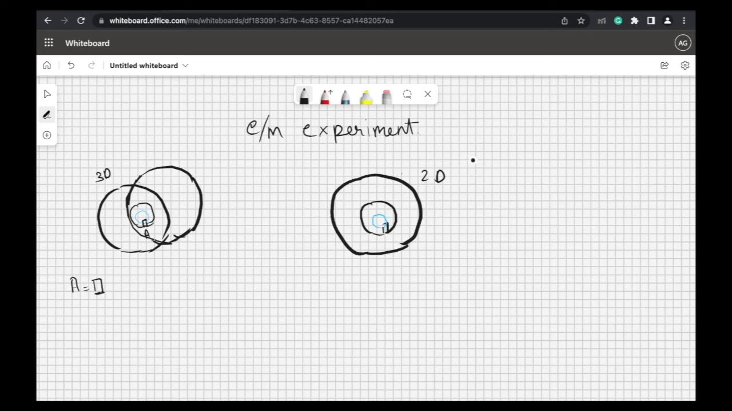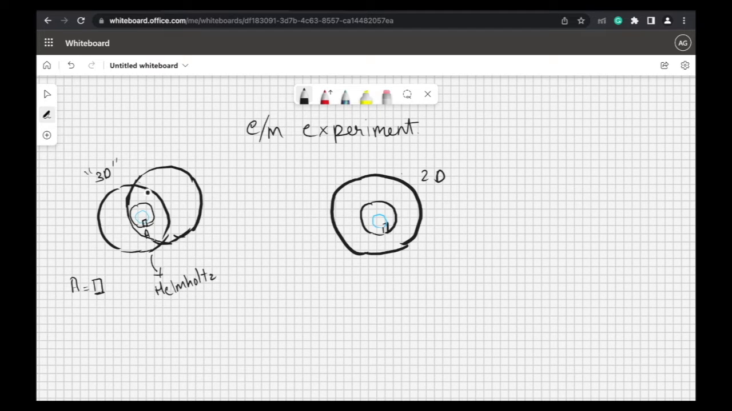Hey guys, in this video I'll be explaining the experiment which is used to find out the charge to mass ratio for an electron. So consider this 3D figure. This is a Helmholtz coil. The outer circle is a Helmholtz coil.